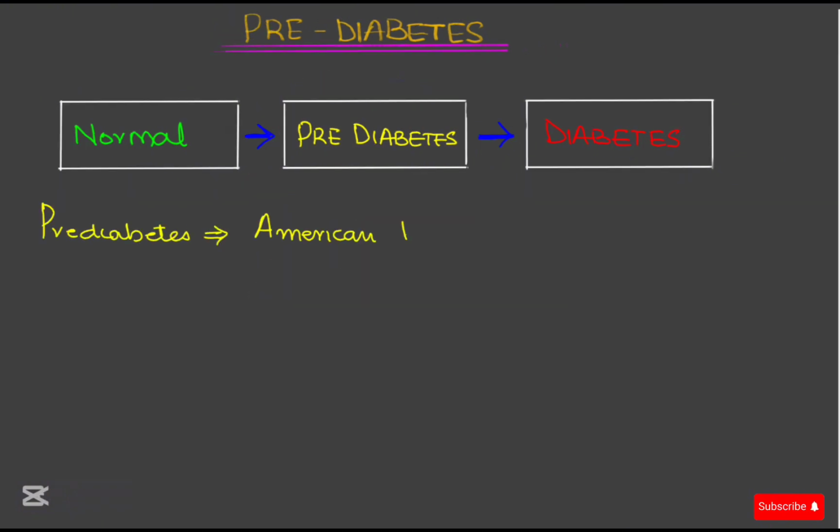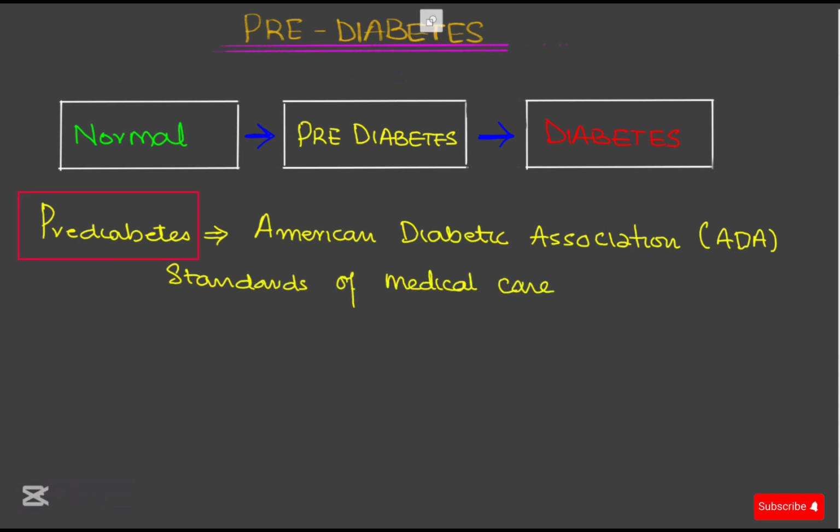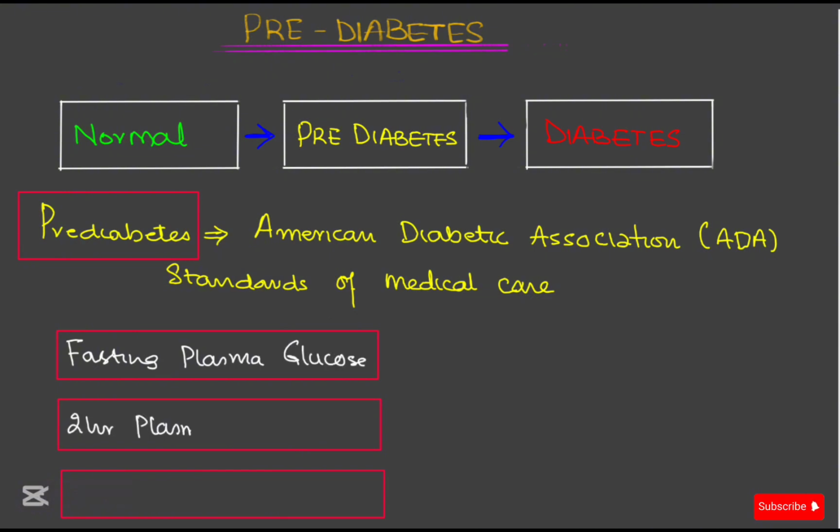According to the American Diabetes Association Standards of Medical Care, prediabetes is diagnosed by three things. Number one, fasting plasma glucose. Number two, 2-hour plasma glucose after an oral glucose tolerance test. And lastly, by HbA1c, glycosylated hemoglobin.